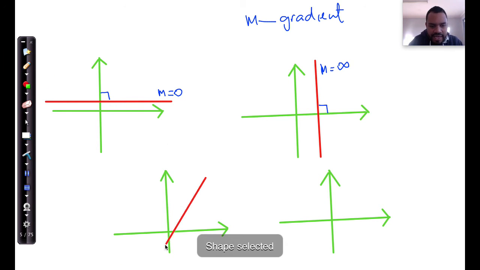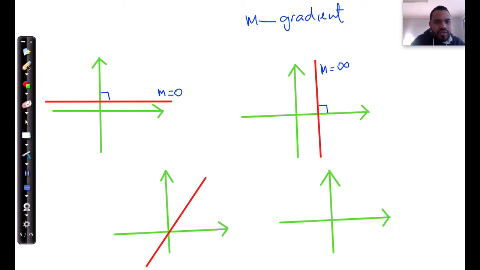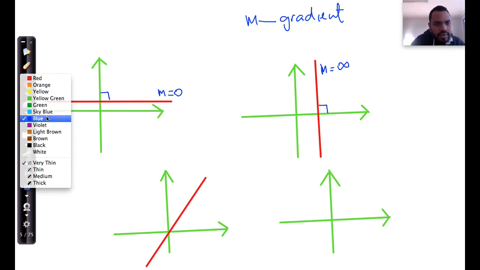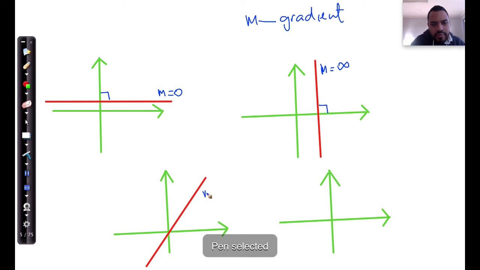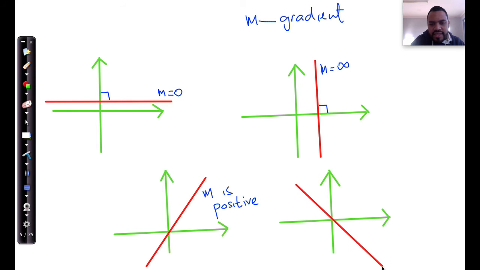Let's talk about a line like this. When a line looks like that, we say that its gradient m is positive. And when we look at a line like this that slopes to the left, we say that this line has a gradient that is negative. M is negative.